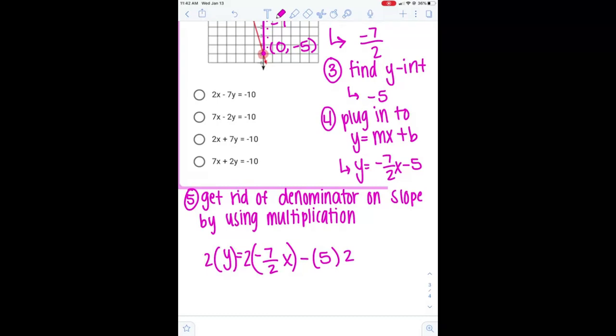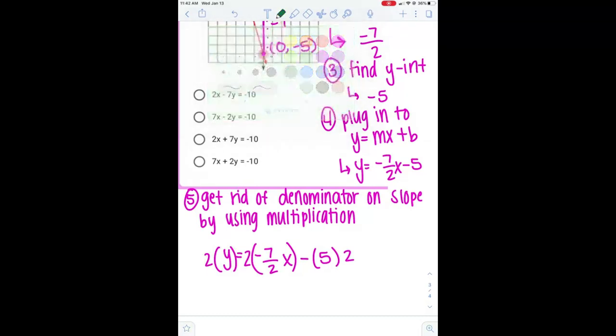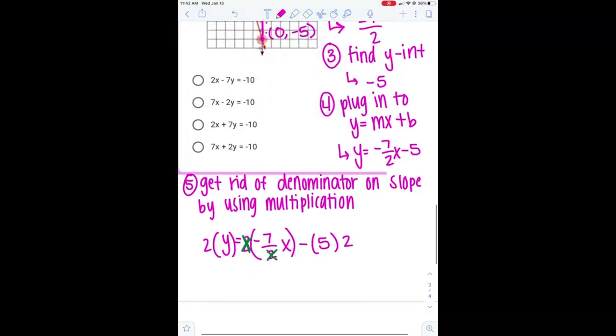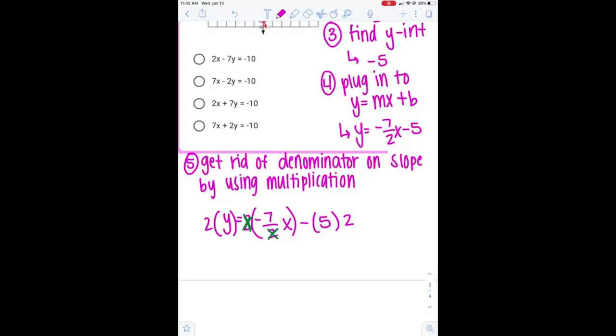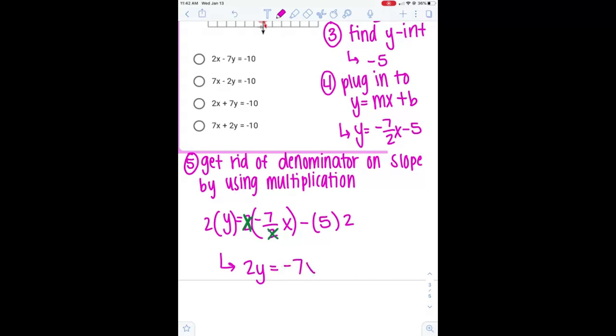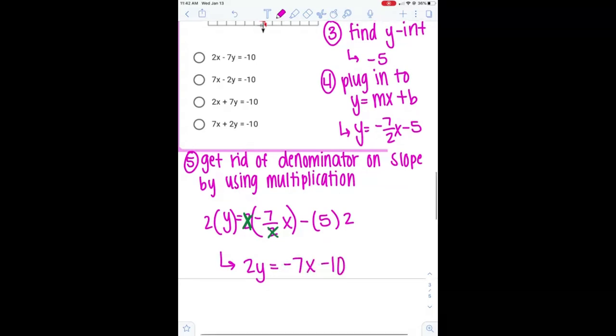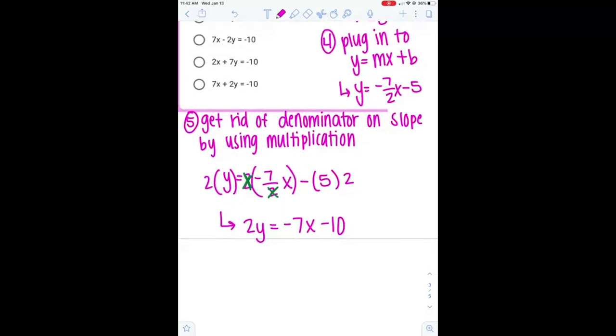So from there, when I do 2 times -7 over 2, those cancel out. So I'm left with 2y is equal to -7x minus 10. Because I do 2 times y, -5 times 2. So that's where I get the 2y and the -10.